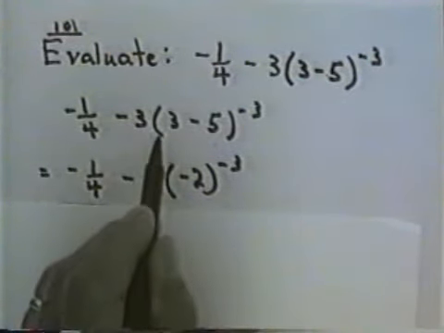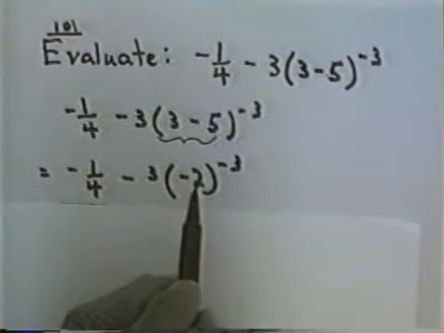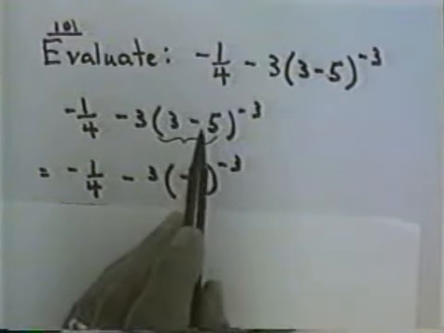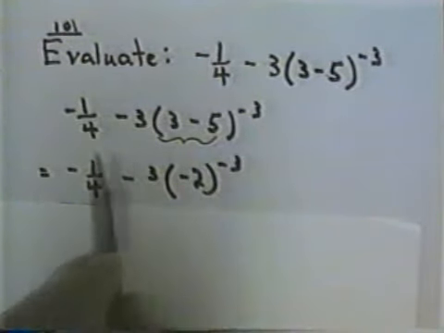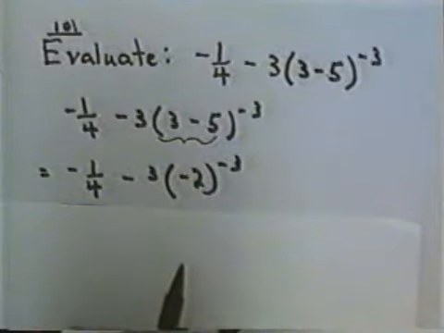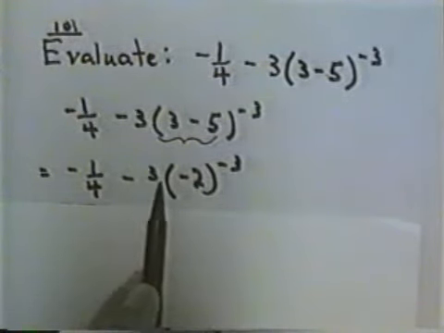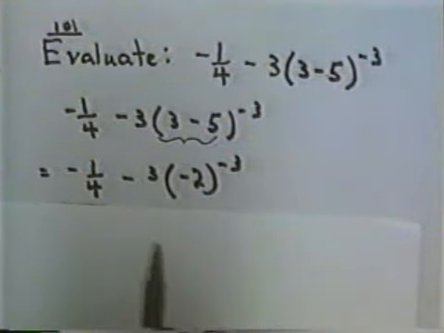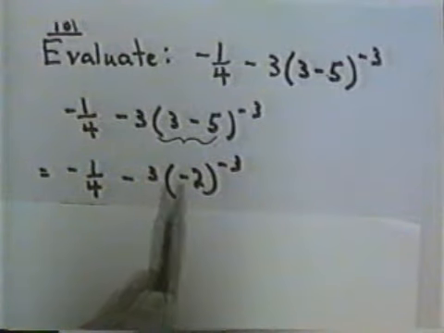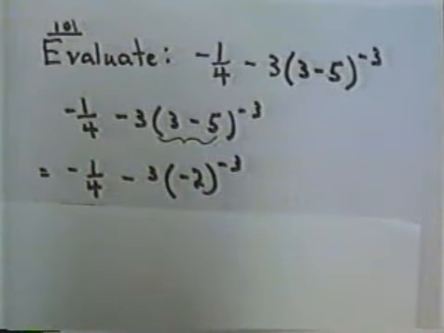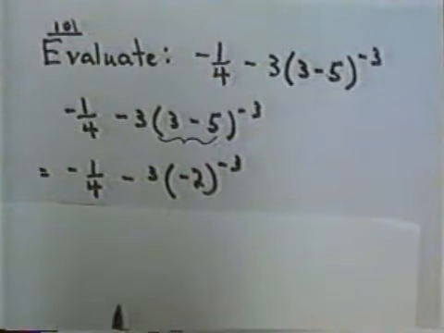Now I'm doing what's inside symbols of inclusion. 3 subtract 5 is -2. You always work inside symbols of inclusion first. And then I bring down the negative 3. I copy everything else exactly the same. I'm left with subtraction, multiplication, and exponents. Which do I do first? Subtraction, multiplication, or exponents? Well, according to the rule for the order of operations, I do the exponents next.